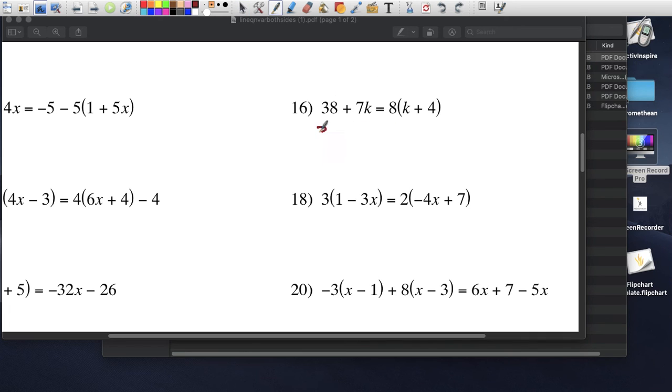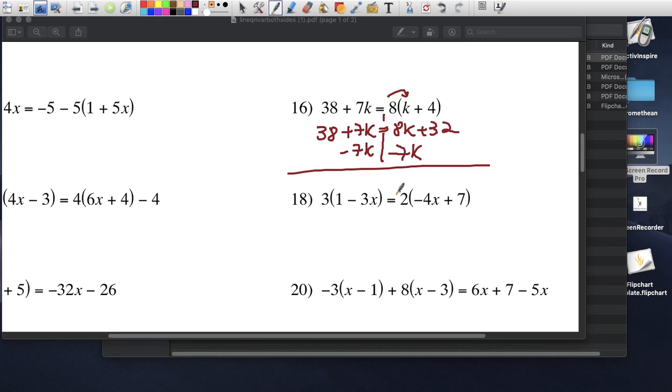16 is pretty simple. 38 plus 7k equals, distributive property, so we got 8k plus 32. Again, variable on both sides, get rid of one of them. Let's get rid of this guy here. Minus 7k, so I like to split it up. It's minus 7k, therefore minus 7k on both sides. Whatever you do on one side, remember you have to do it on the other side. These two go away, 38 comes down. And 8k minus 7k is just k plus 32.